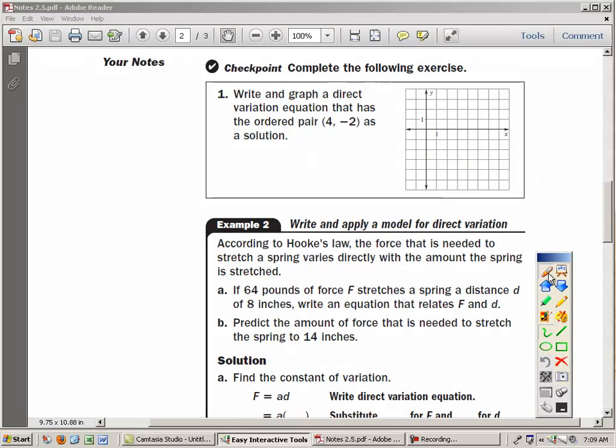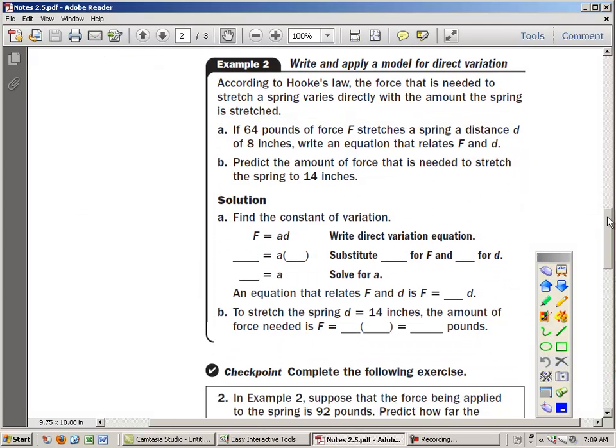All right, our next idea is applying a model for direct variation. So we're going to talk a little bit about Hooke's law. Hooke's law talks about spring constants, so it's kind of a physics application. It says, according to Hooke's law, the force that is needed to stretch a spring varies directly with the amount the spring is stretched. So the length of the spring being stretched is going to vary directly with the force. If 64 pounds of force F stretches a spring a distance of 8 inches, write an equation that relates F and D. Predict the amount of force that's needed to stretch the spring 14 inches.